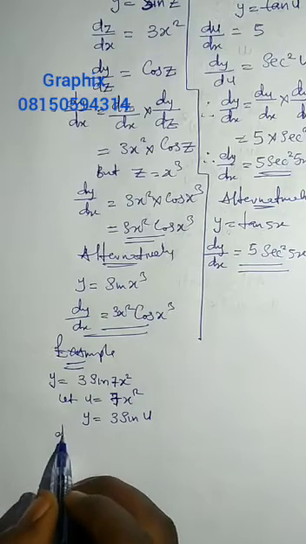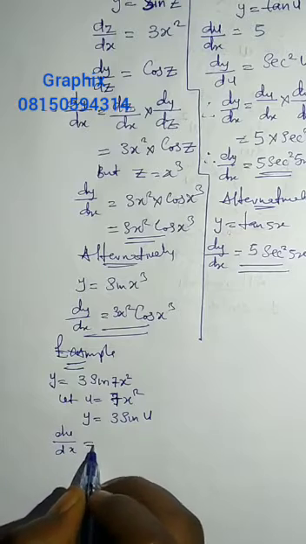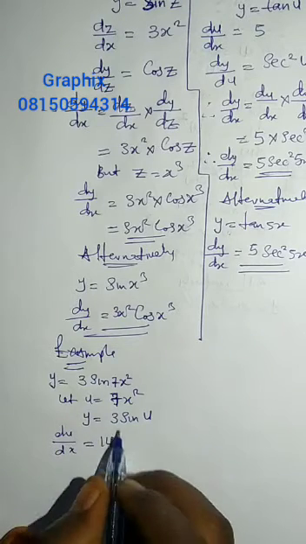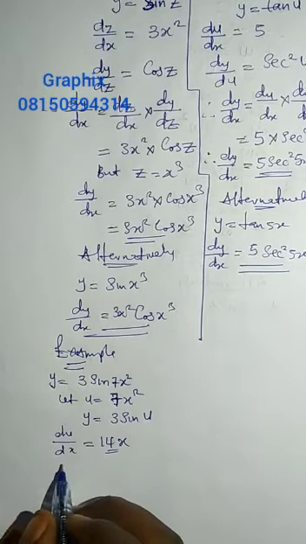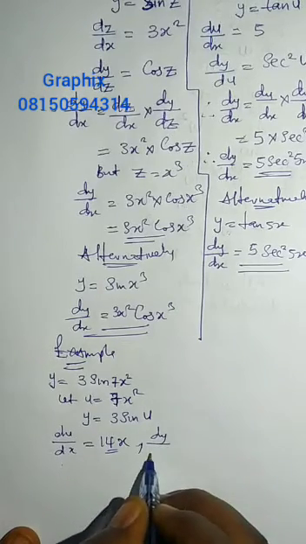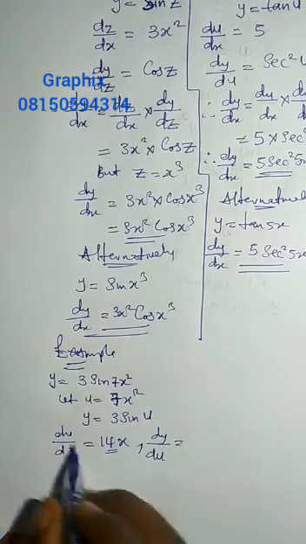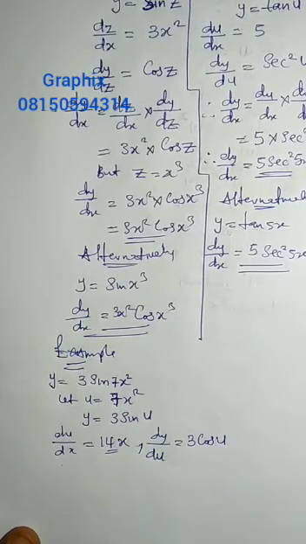So now in this case, I will differentiate u. So I'll be having du over dx, and that'll give me 14x. Is that okay? And I'll be having dy over du, and that'll give me 3 cos u. The dy over du gives me 3 cos u.